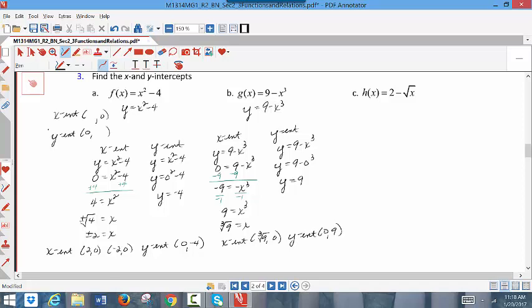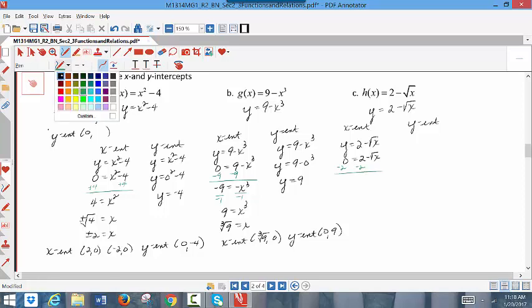One more example of this, x and y-intercepts from my equation. The first thing I'm going to do is take it out of function notation. Then I'm going to find my x-intercepts and then my y-intercept. Okay, my x-intercepts occur when the y value is 0. So 0 equaling 2 minus the square root of x. I'm going to subtract 2 off of each side of this equation.